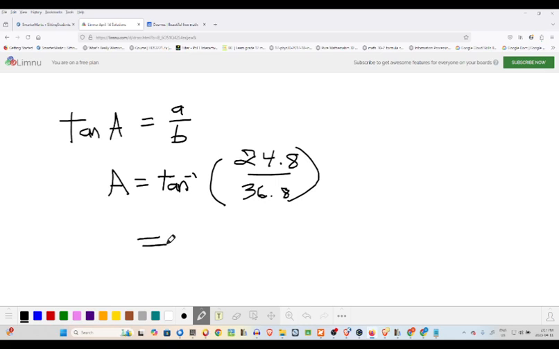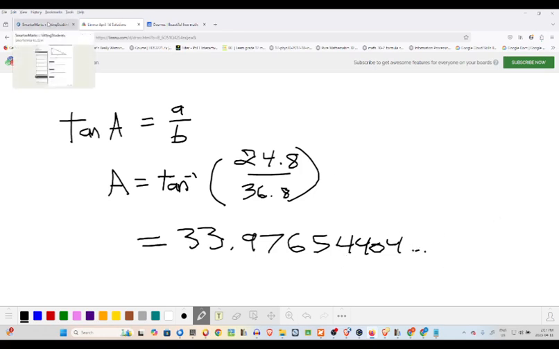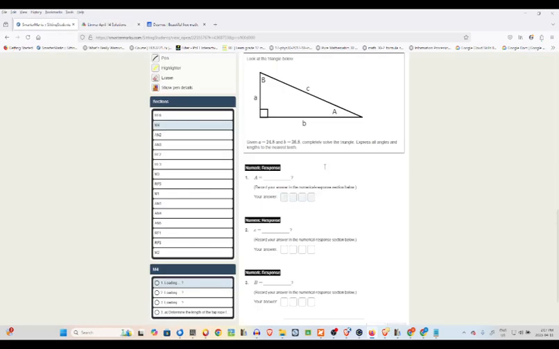So going to our calculator, taking the inverse tan of 24.8 over 36.8, and I'm getting, for all the digits in the display, 33.976544404. These are almost all irrational answers. So that'll be 34.0 to the nearest tenth.